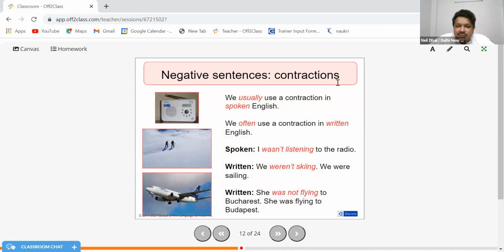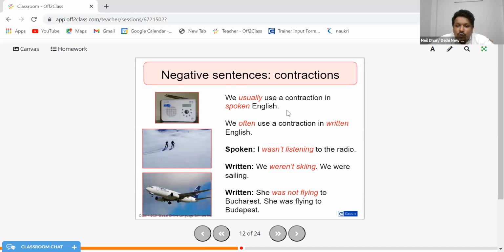Negative sentence contraction. We usually use the contraction in spoken English. As I mentioned, while we speak, we normally use more contraction. Now, there is no hard rule that you cannot use non-contraction sentences while you speak. As I mentioned before, the word usually. Usually when we speak, we use contraction. Usually when we write, we do not use contractions. We often use contraction in written English.